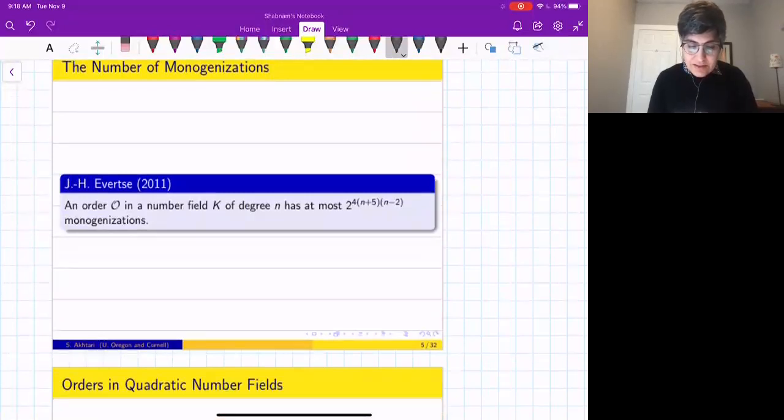Here I wrote a result of Evertse, more recent, where he improved their previous result further. Still, he gets a very large bound, something exponential in n squared. So again, we are hoping for much smaller than that. Okay. So n again is the degree of your number field, and O is just a ring, any ring in that.